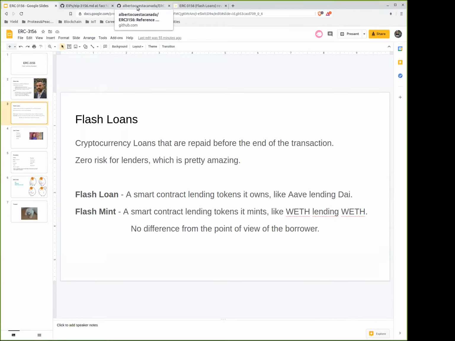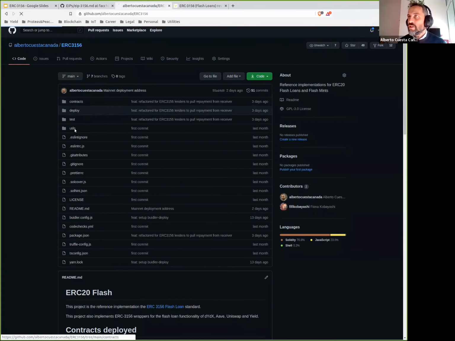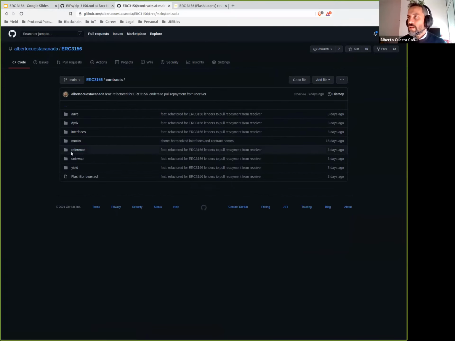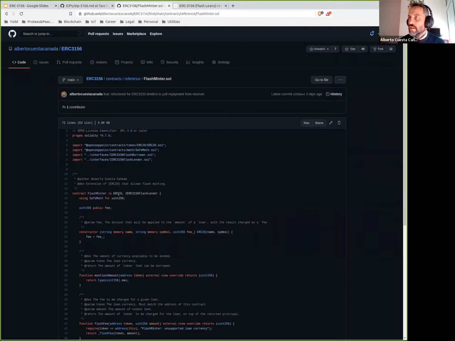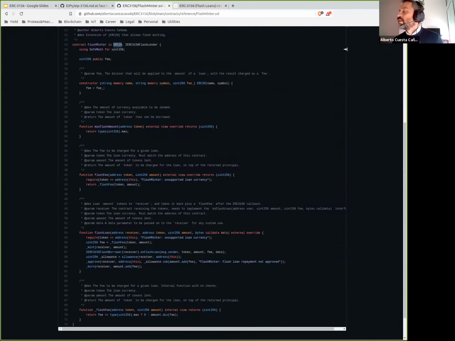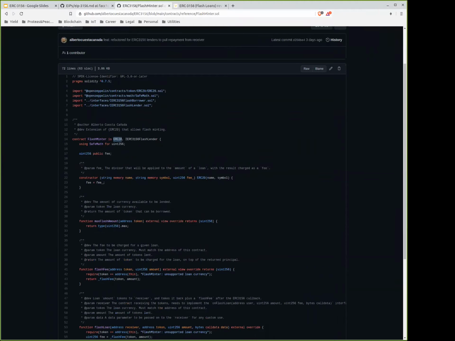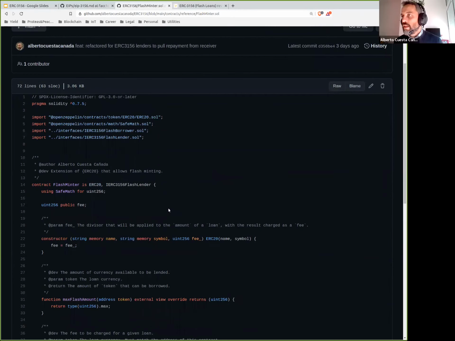Sure. So, just from the reference implementation that I have here. So let's see how a flash minter goes. So this is just an ERC-20 token. That's it. Do you mind increasing the size a little bit? How do I do that? Control plus. That might work. Great. Yeah. Good stuff. Thank you.